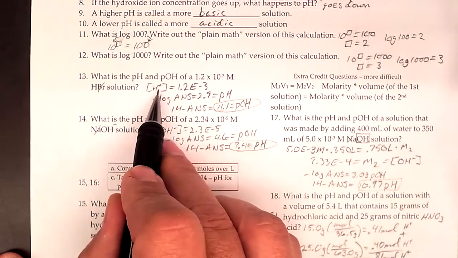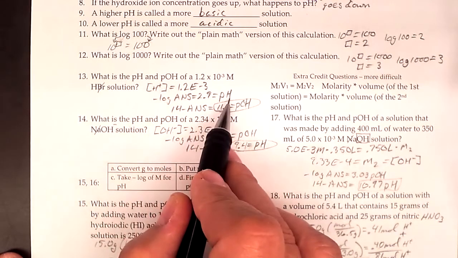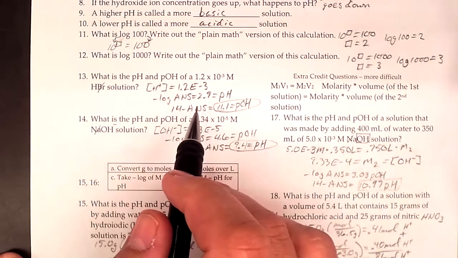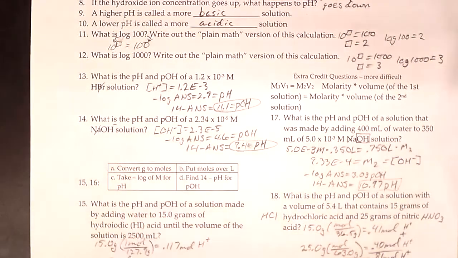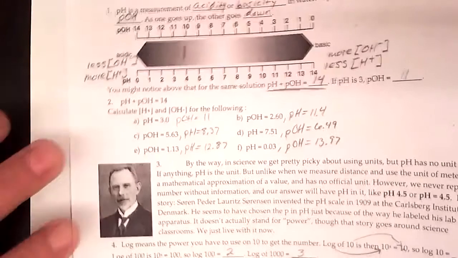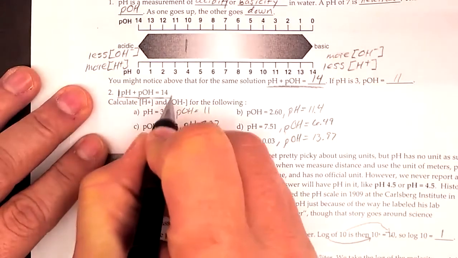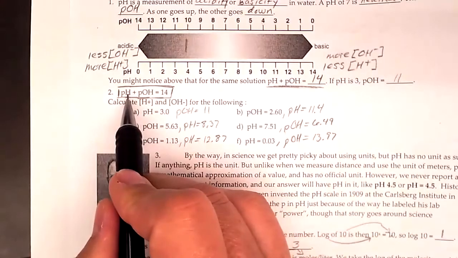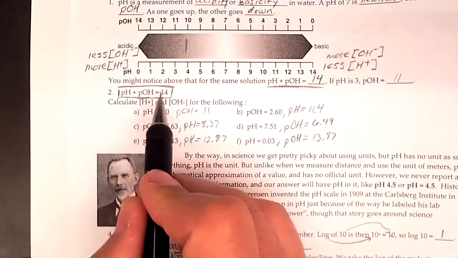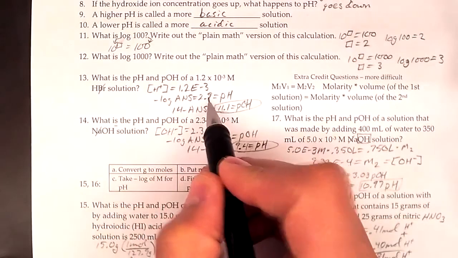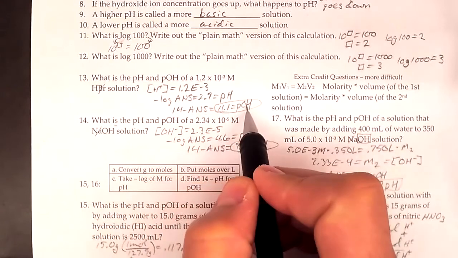If you use the H plus molarity, you get pH. And remember that brackets means molarity here. Remember that pH plus pOH adds up to 14, which means if you know this one, you can subtract it out of 14 and get that one. That's what I'm going to do here. 14 minus that answer gives me pOH.